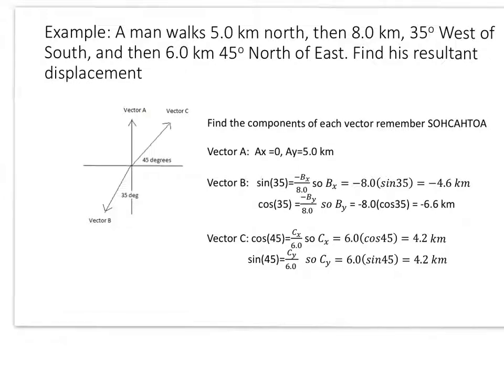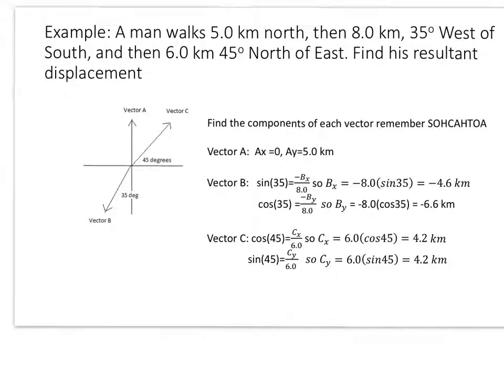So the x component right here is going to be cosine 45 equals cx over 6, 6 being the magnitude of that vector and the hypotenuse here. We solve for cx: 6 times cosine 45, which is 4.2 kilometers. Notice that's positive because that x component's acting to the right.